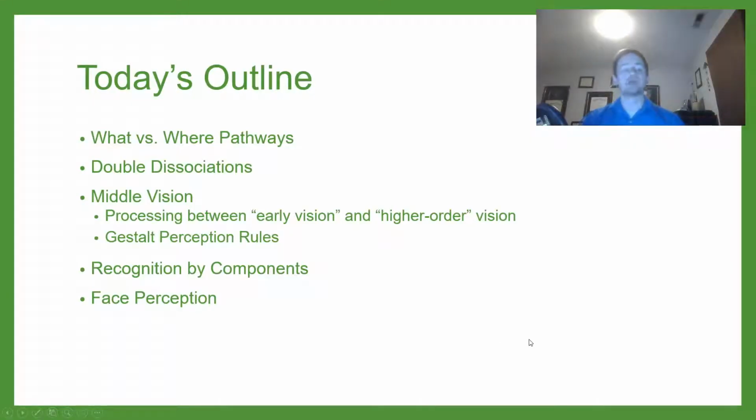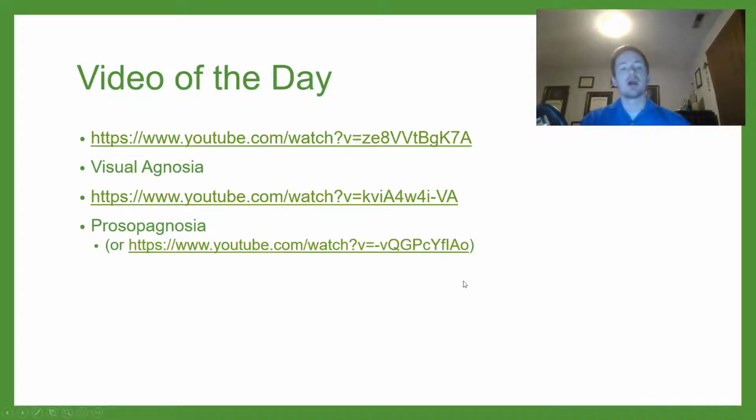Most of what we're going to be talking about in these videos is the what versus where pathway. That's going to be one video. We're going to have one video for middle vision, and then another video for what they call recognition by components, and then finally a face perception video that walks through a little bit about what it's like to perceive things, both objects and faces, in the brain. So alright, let's get into it.